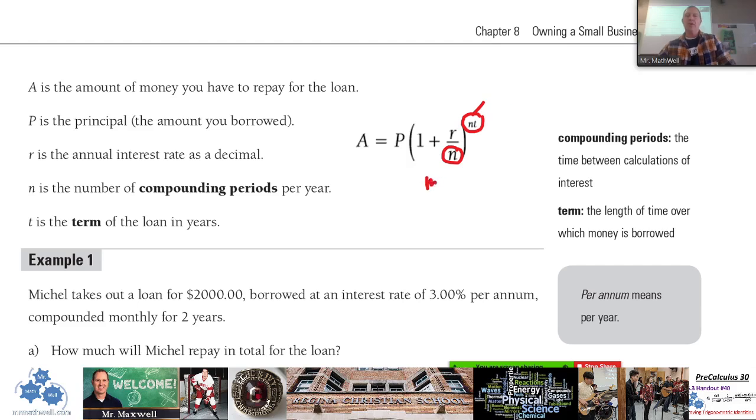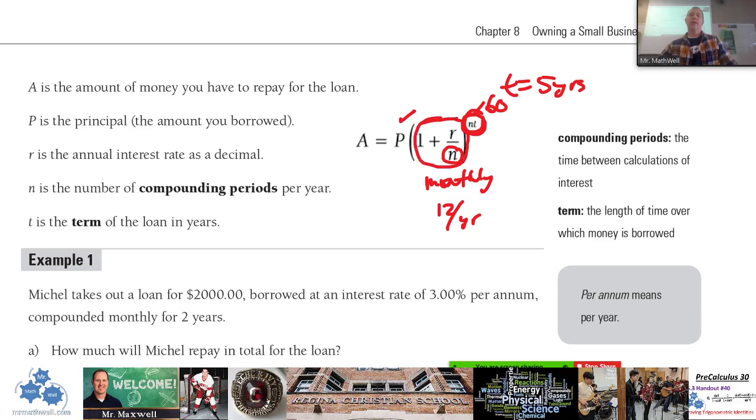So let's say we've got monthly, that's 12 per year. And let's say the term is 5 years. So what is this value right here? N times T is 12 times 5, or 60. So you take your principal and your little interest number here, and then you take that to the power of 60. So it just keeps multiplying.